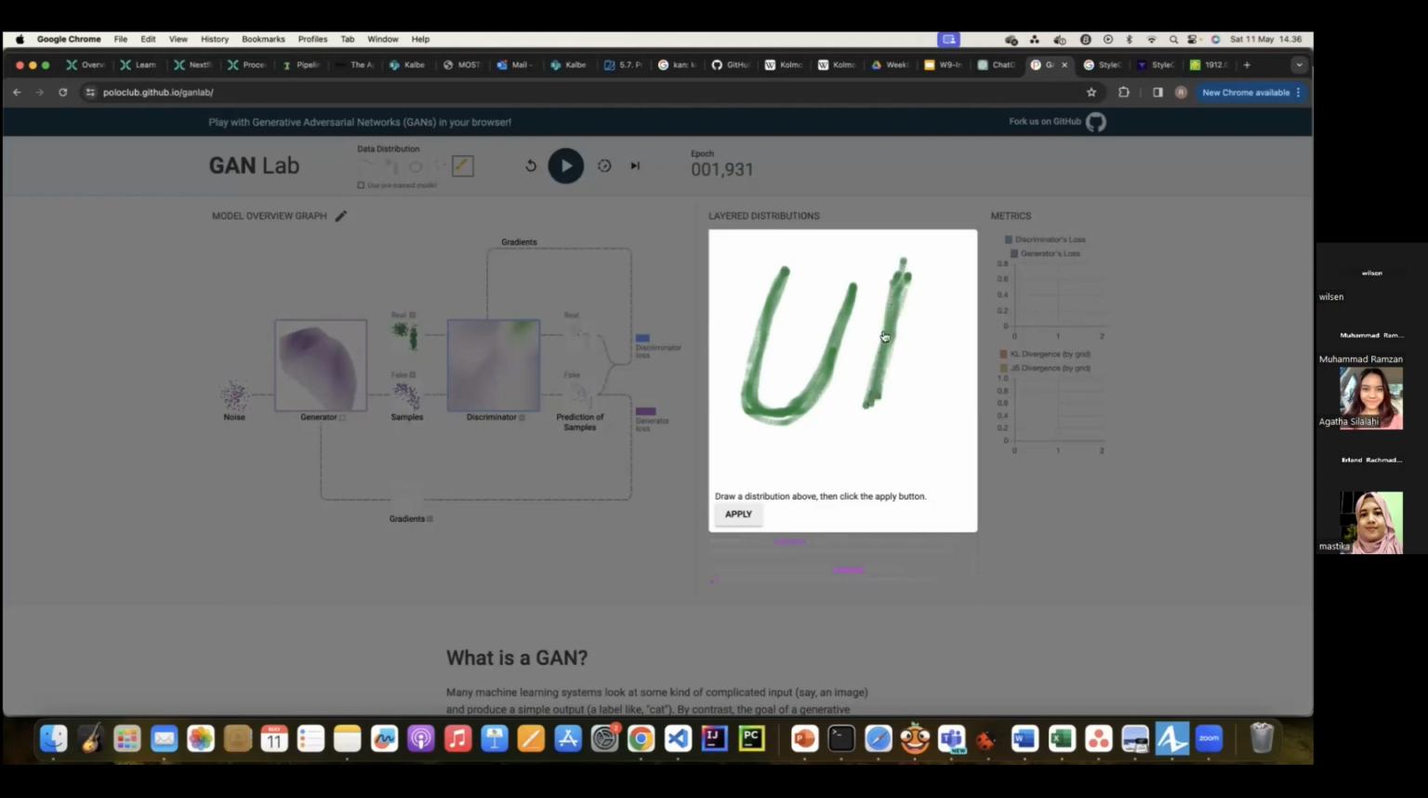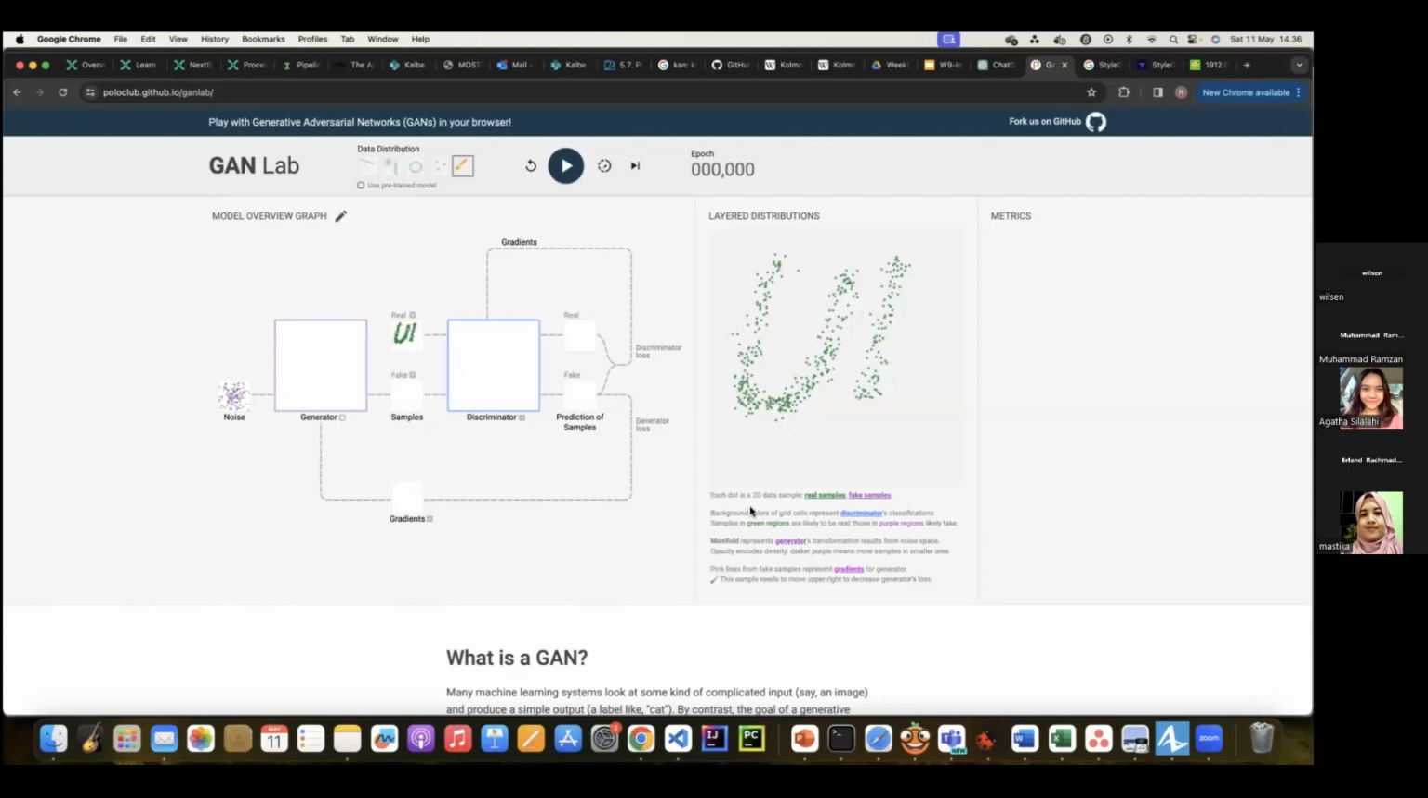Okay, this is enough data. So all the data, the green points here, have these patterns. So the problem in GAN is, can I generate more points with a pattern similar to the UI pattern that I showed you before? So noise will generate fake samples, we call them fake samples, and the data is the real samples.